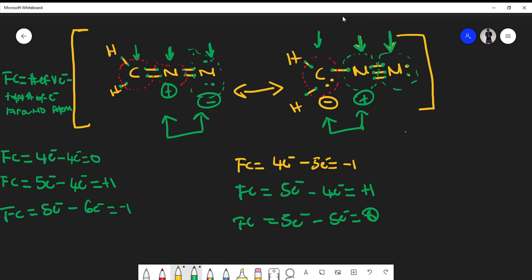And these are what we call resonance structures. The reason is that we're only moving electrons. We're not moving any atoms around. We're not changing the bonding pattern. Well, the bonding pattern may change, for example, from a double bond to a triple bond. But the idea is that we're not rearranging the atoms themselves. What we're doing is just moving electrons.